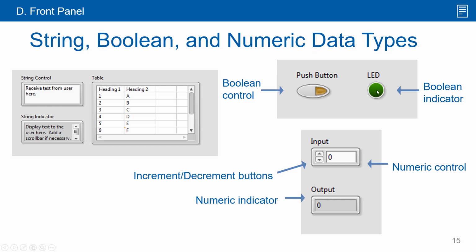And the other data type is string. String data type is the sequence of ASCII characters. Use string controls to receive text from the user, such as password or username. Use string indicators to display text to the users.